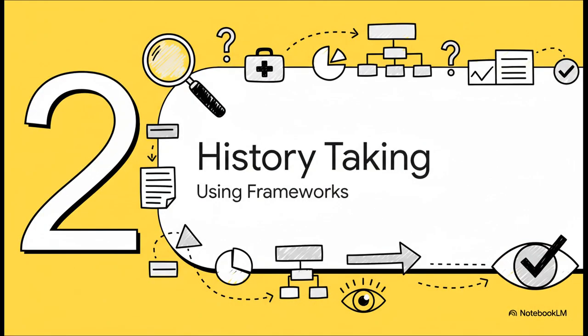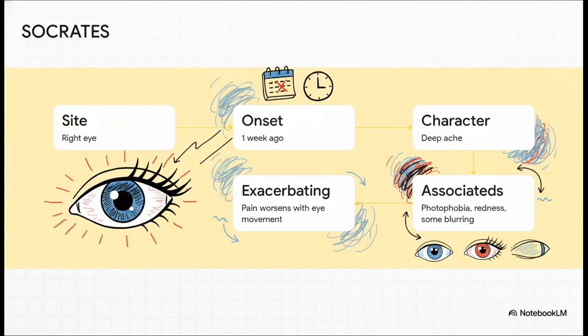Now we're into the history. You need a system here. A good framework means you won't miss any of those vital clues that point you towards the diagnosis and away from the red herrings. When you hear pain, you should immediately think Socrates. It's your best friend in these stations. For this case, you're using it to nail down the specifics of her right eye pain, that deep, aching feeling that's been there for about a week.